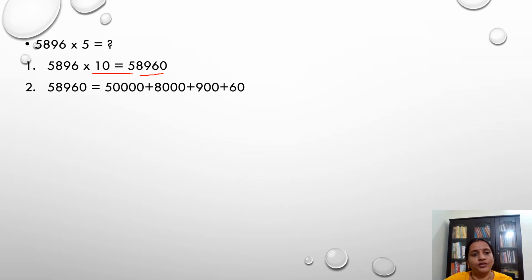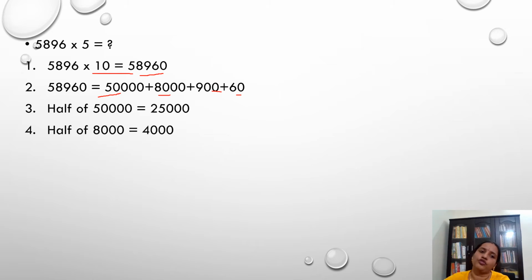Next, I'm going to give the half of all these numbers in the expanded form. First, half of 50,000 is equal to 25,000. If you are very clear, just go on. I'll split the number into 40,000 and 10,000. For 40,000 it's 20,000 and for 10,000 it's 5,000. So half of 50,000 is equal to 25,000. Next number is 8,000. Half of 8,000 is equal to 4,000.